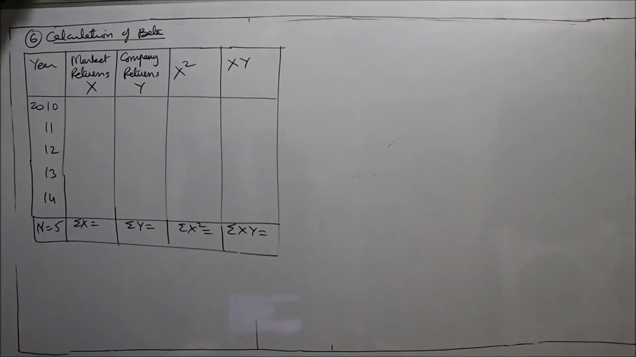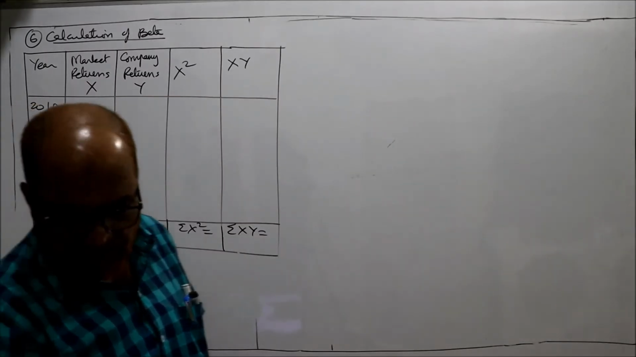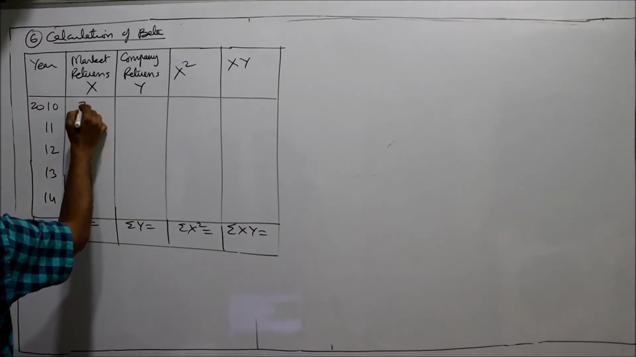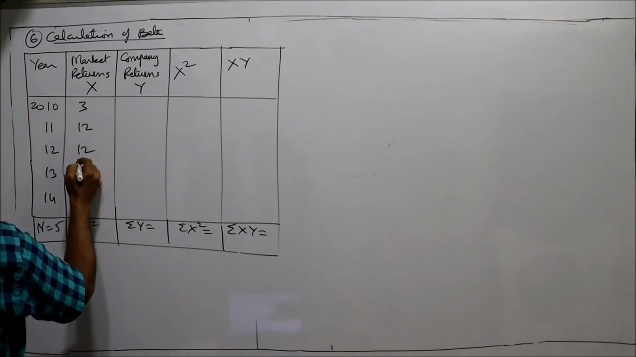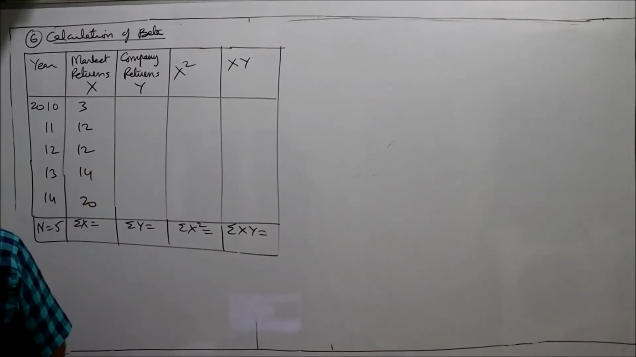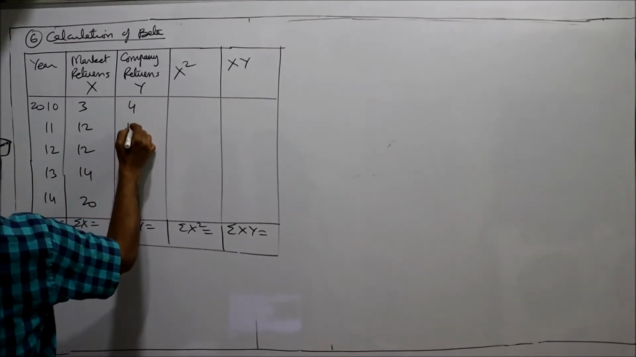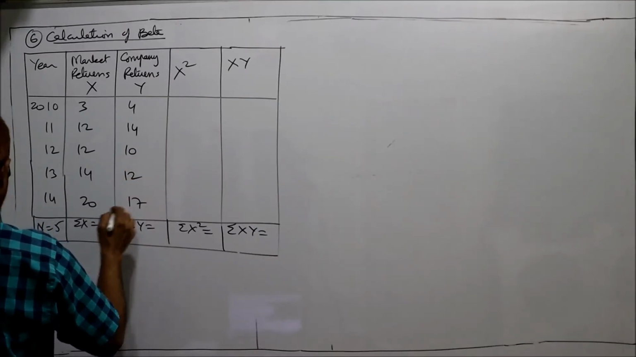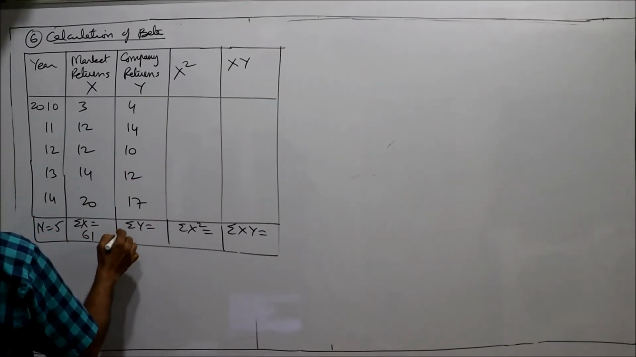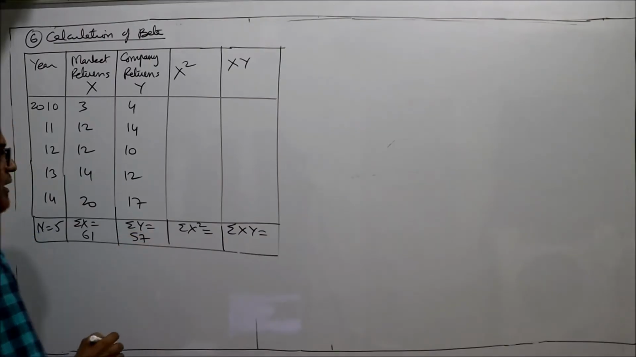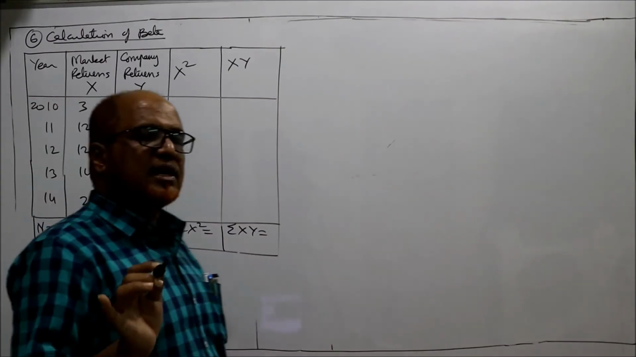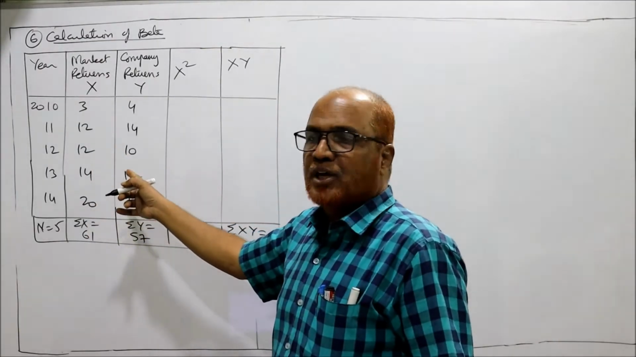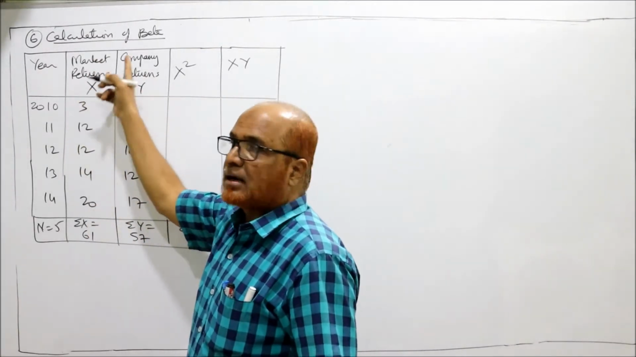Now, market returns. It is given in the problem the returns on the market are 3, 12, 12, 14, 20. And the company returns are given as 4, 14, 10, 12, 17. The total is 61 and 57. See, these are the returns which are given in the problem. Problem में दे दिया returns ही. और always market return x, company return y.